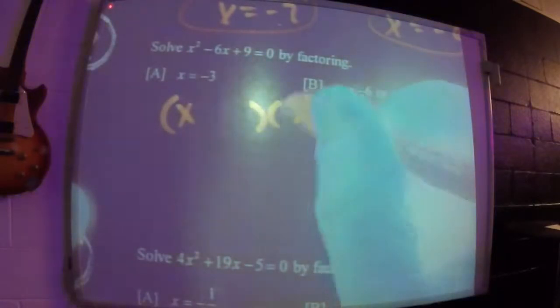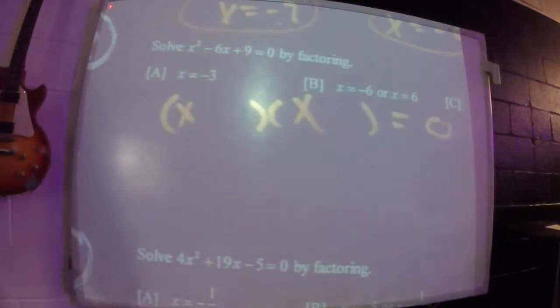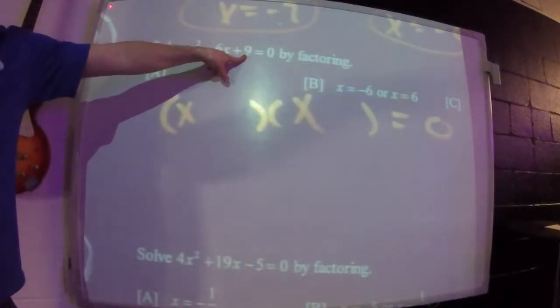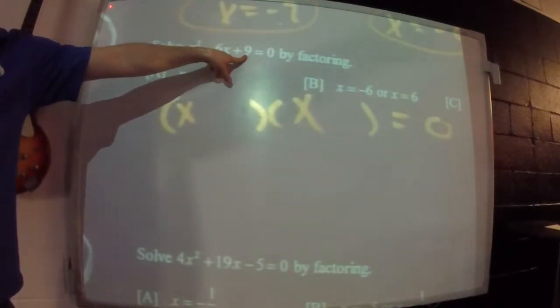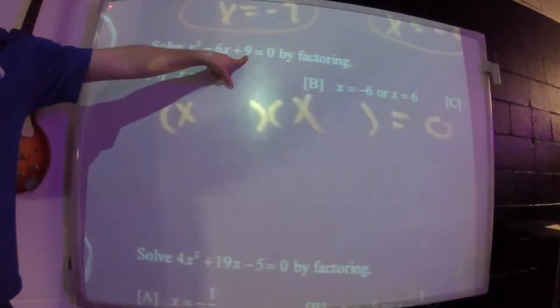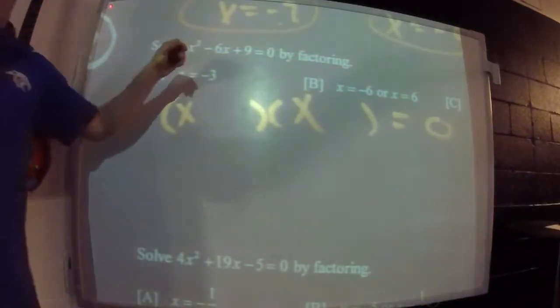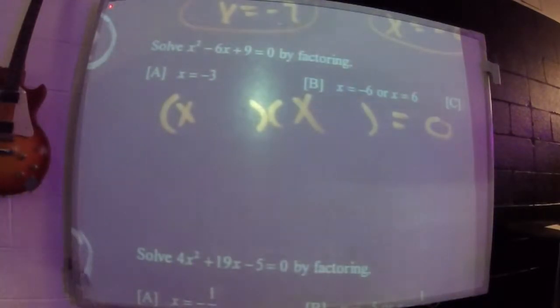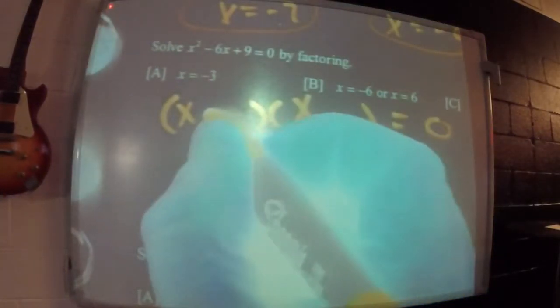Now I need 2 numbers that multiply to 9. My 2 options were 9 and 1 or 3 and 3. Which one am I going to go with? 3 and 3. Because what do I want them to add to? -6. So negative 3 and negative 3.